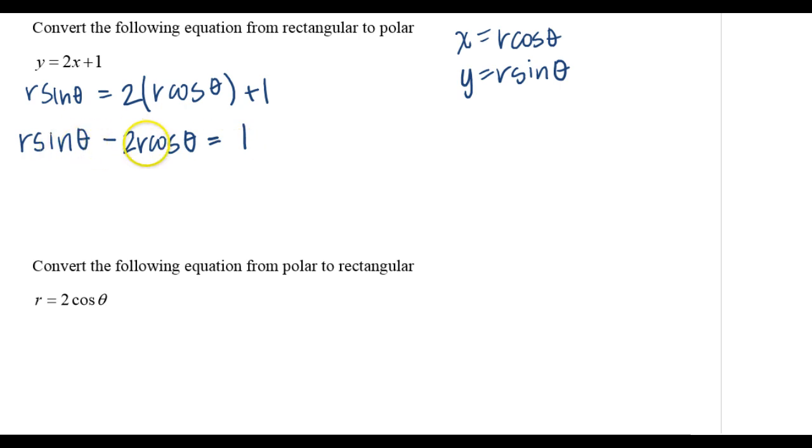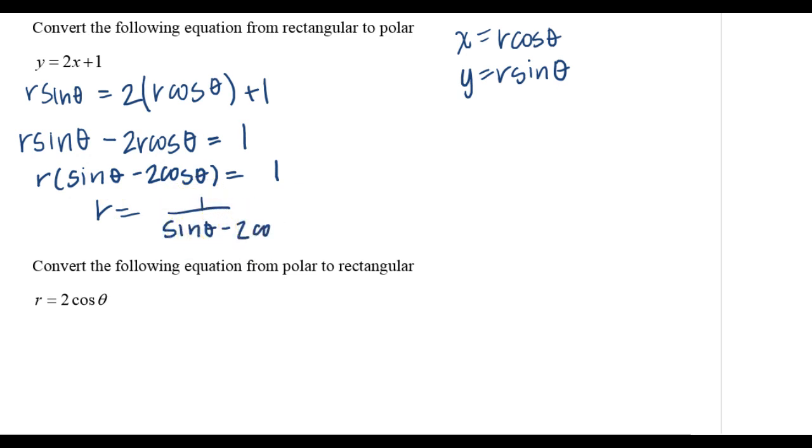And now that everything with r's is on one side, I can factor out an r, and I have r times sine theta minus 2 cosine theta equals 1. And so now finally I can get r by itself by dividing by this entire expression. So I get r equals 1 over sine theta minus 2 cosine theta.